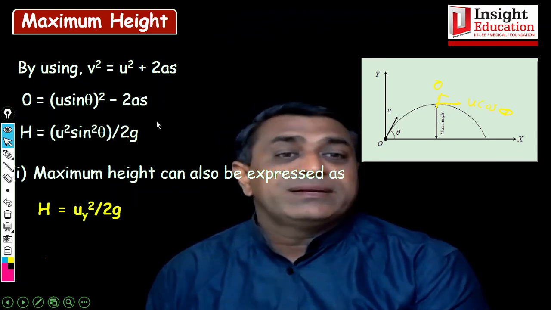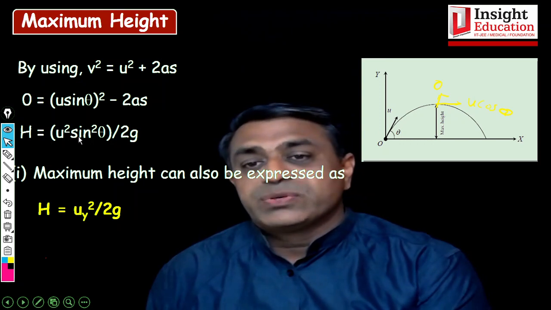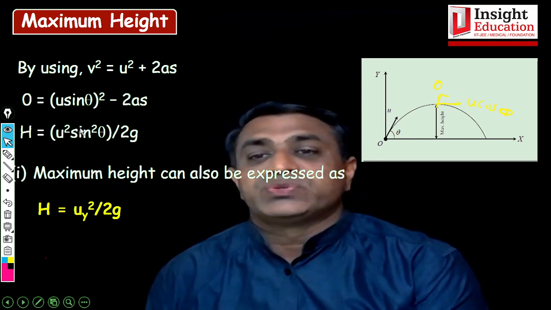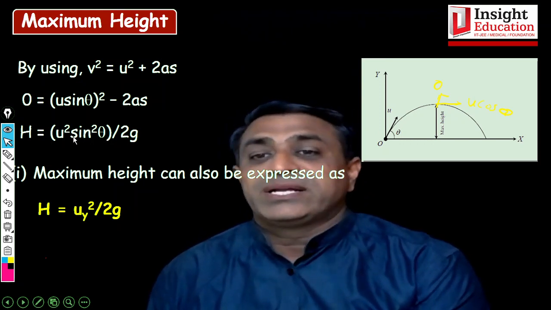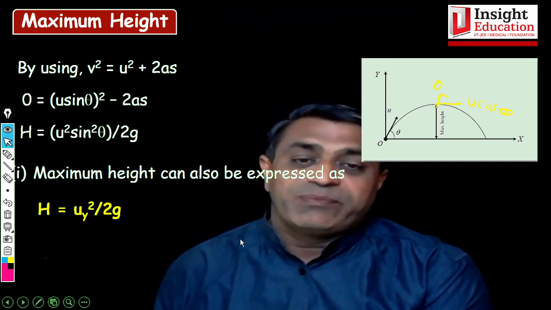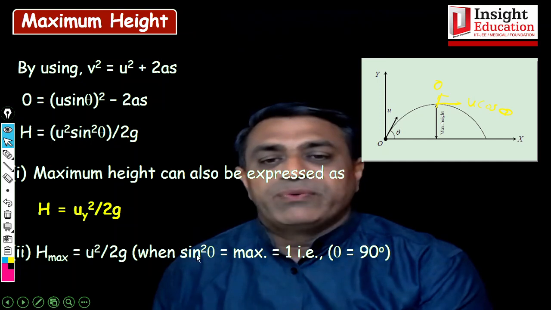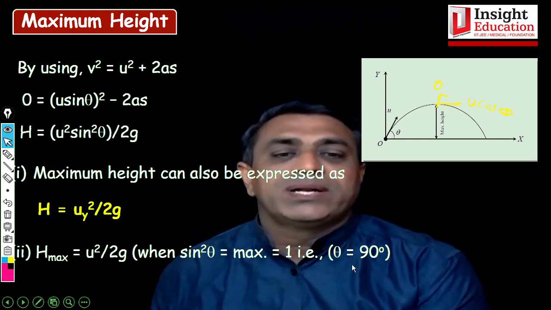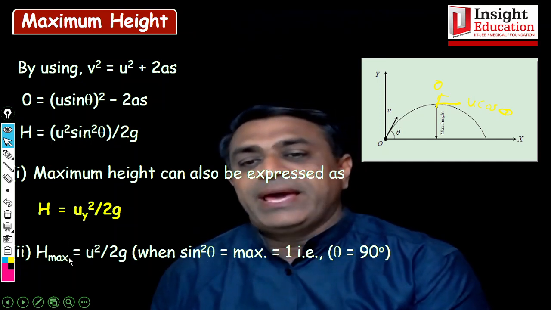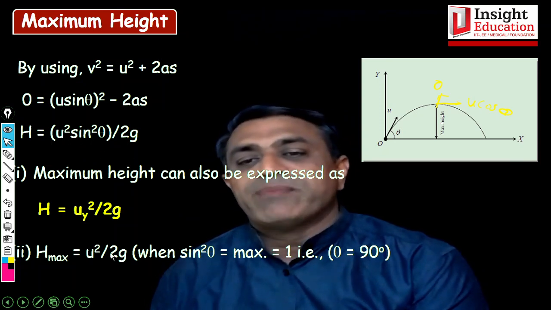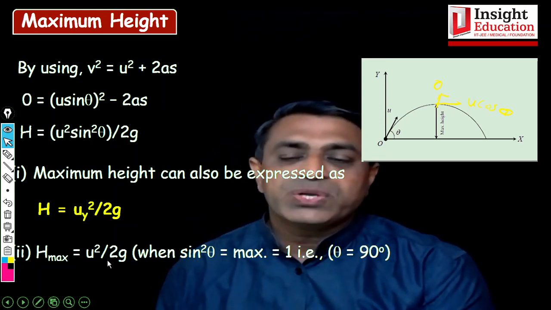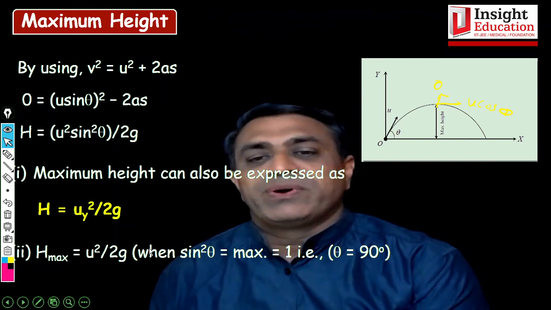When the height is maximum, sine square theta should be maximum. For that, sine theta should be maximum. Sine theta maximum is 1, and that is at 90 degrees. So when sine square theta is maximum, equal to 1, theta is equal to 90, and h maximum is u square by 2g. So remember this formula, u square by 2g, that is the maximum height.